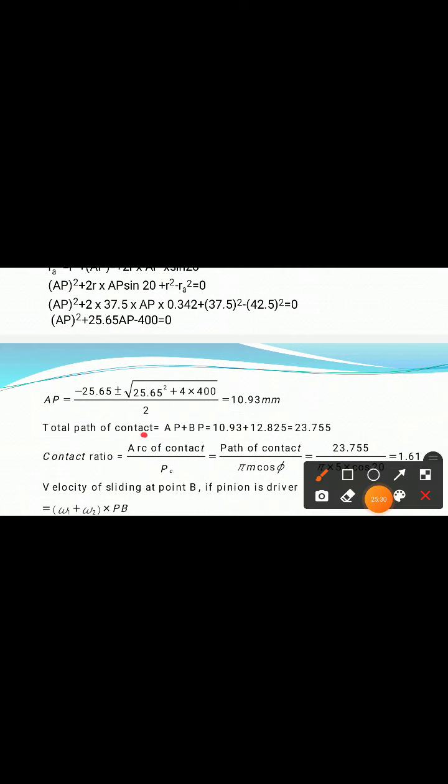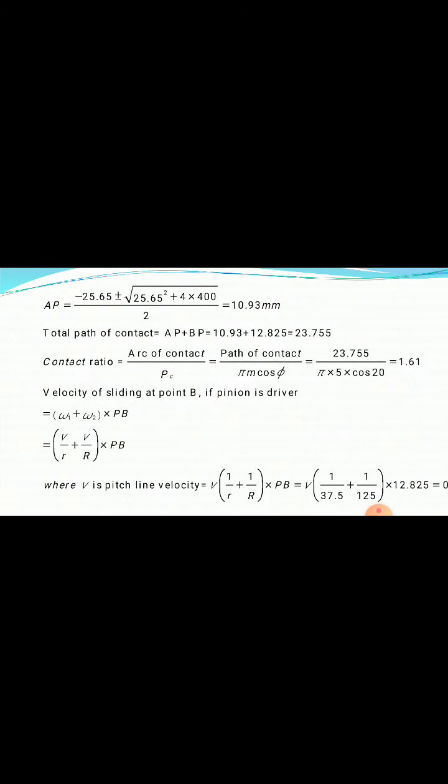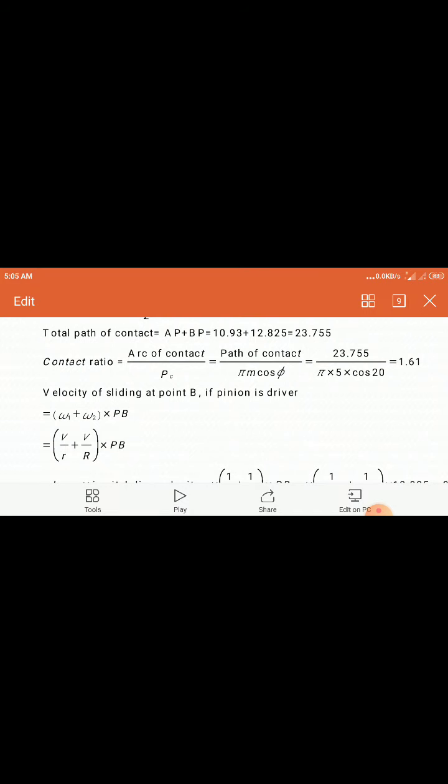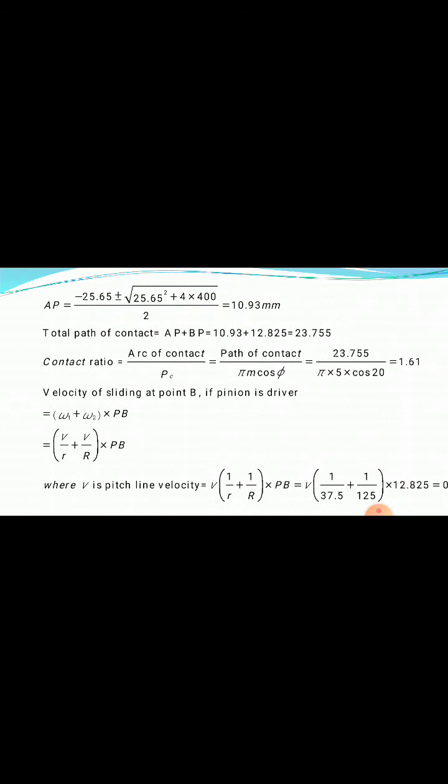Now we have found these two lengths, AP and BP. Addition of these will give the total path of contact. Now contact ratio is equal to arc of contact divided by circular pitch. Arc of contact is equal to path of contact divided by cos phi, and PC is equal to pi m. So put all these values. Path of contact you already calculated as 23.755, cos phi is cos 20, m is 5. So contact ratio now becomes 1.61.